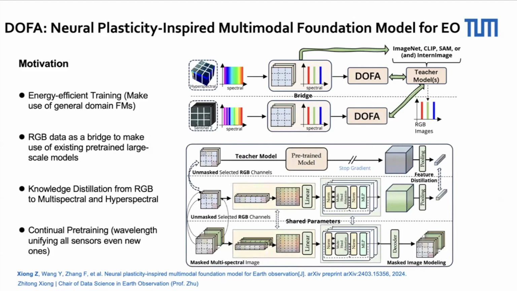So this is the detailed architecture. We can see that we are using 2 types of loss functions. One is the feature distillation. We use DOFA and the sampled subset of spectral bands as a bridge to do the knowledge distillation from the pre-trained teacher models, and we use the same set of parameters to do the masked image modeling. So in this way, DOFA can be trained using less computational cost.